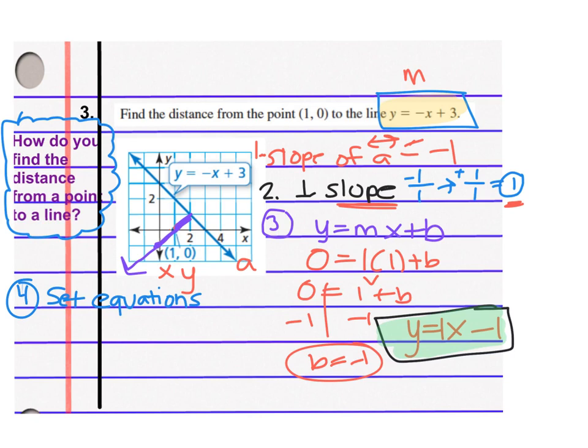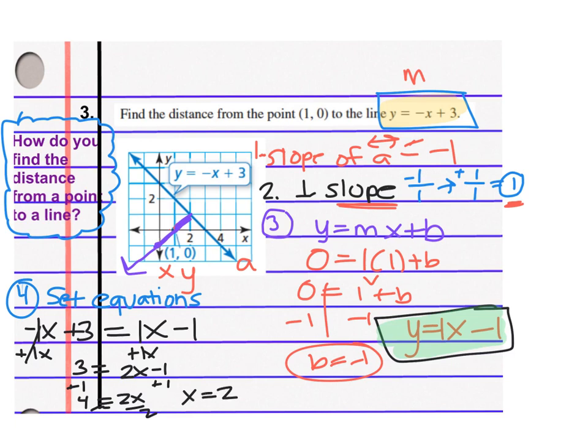So I'm going to set negative x plus 3 equal to 1x minus 1. And if you want to add a negative 1 right there, you can. And then I just solve. So I'm going to add 1x, add 1x. So I get 3 equals 2x minus 1. I add 1, 3 plus 1 is 4. Divide by 2, so x equals 2. I'm going to highlight that so I don't lose that.